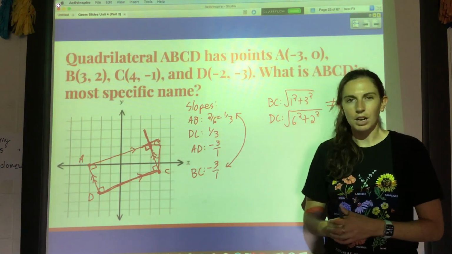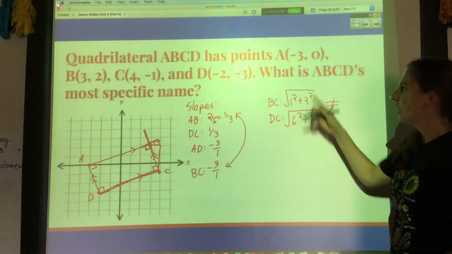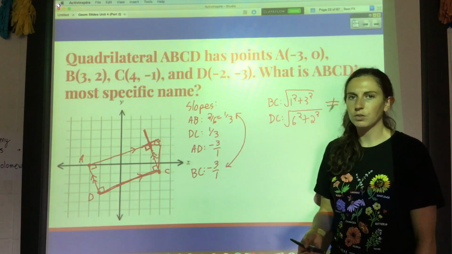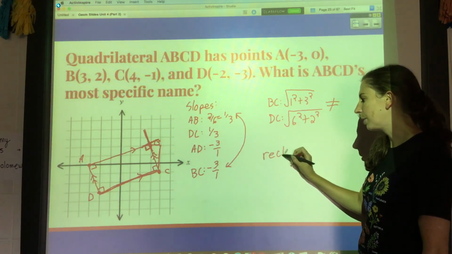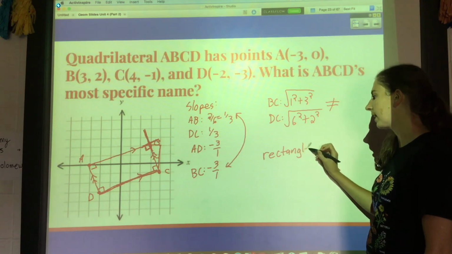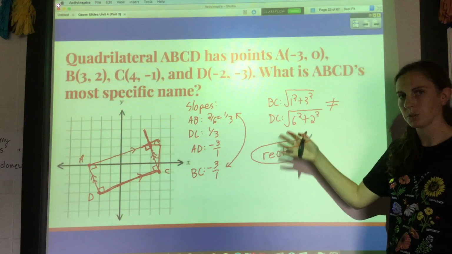It is, however, a rectangle. And also a parallelogram, also a quadrilateral. The most specific name is what it asked for, meaning what we're going to go with here is rectangle because that's as specific as we can get. Rectangle implies that it is also a parallelogram, also a quadrilateral.